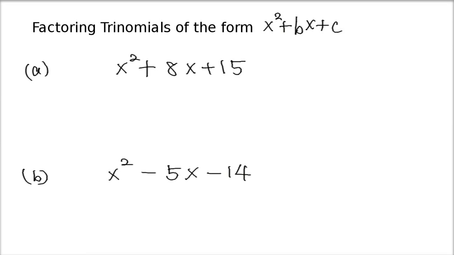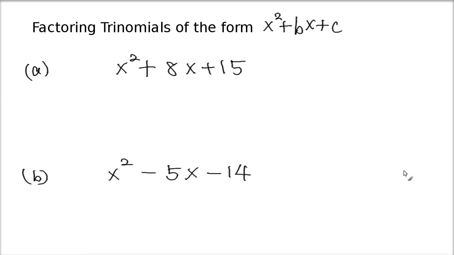Factoring trinomials. A trinomial is a polynomial with three terms. Here, 1, 2, and 3. We're going to study factoring trinomials of a particular form, the one that begins with x squared, followed by a number times x plus another number. So these are the kind of examples.